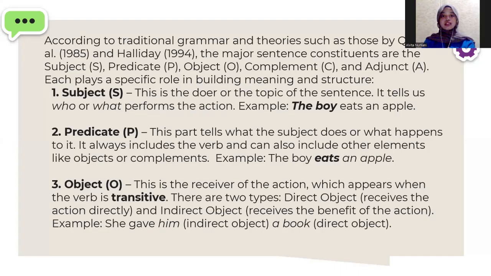And then the predicate tells us something about the subject, usually describing the action or state of being, and it always contains a verb. The third one is the object, the receiver of the action, which appears when the verb is transitive. There are 2 types of object. The first one is the direct object that receives the action directly, and also the indirect object, which is used with a transitive verb to indicate who benefits from an action or gets something as a result.